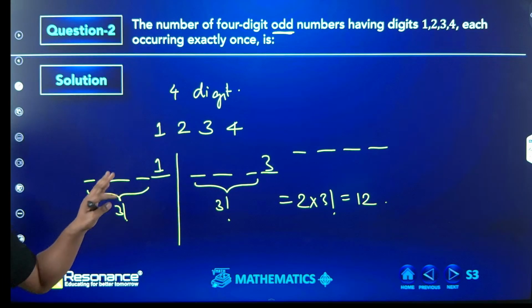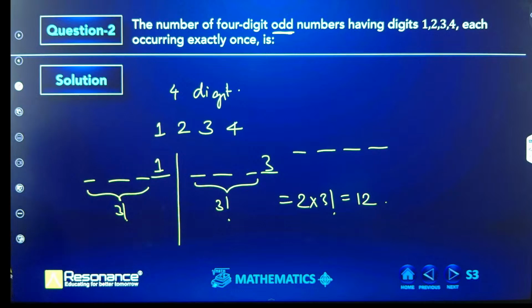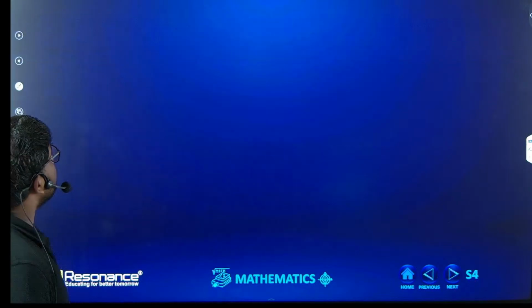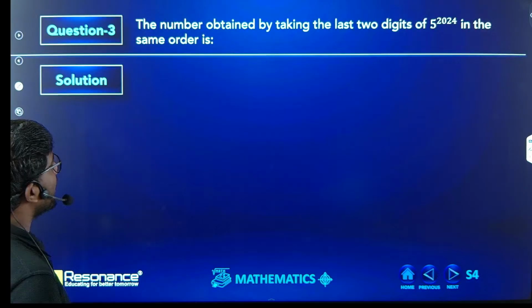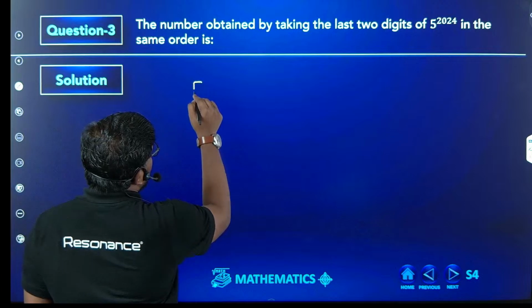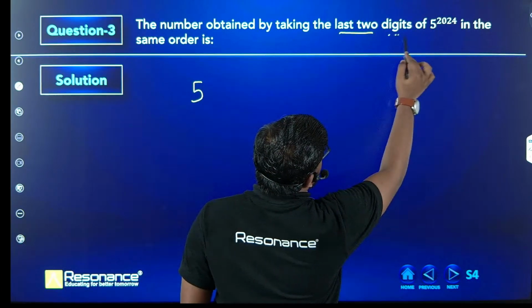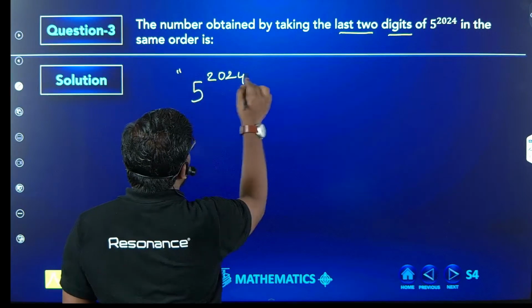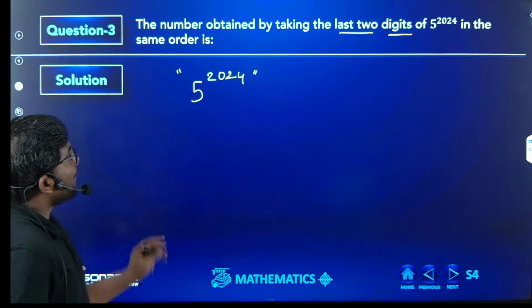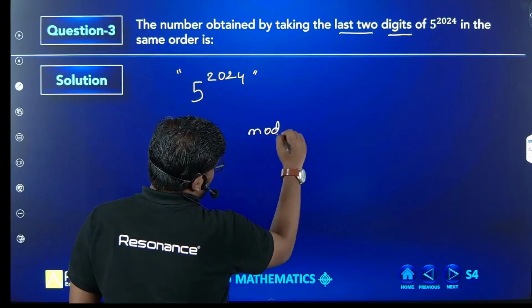Odd numbers that have digits 1, 2, 3, 4, which occur exactly once each. Now this question is obviously again from number theory, where we are supposed to find the last two digits of 5 power 2024. Now 5 power 2024, last two digits, mod 100.